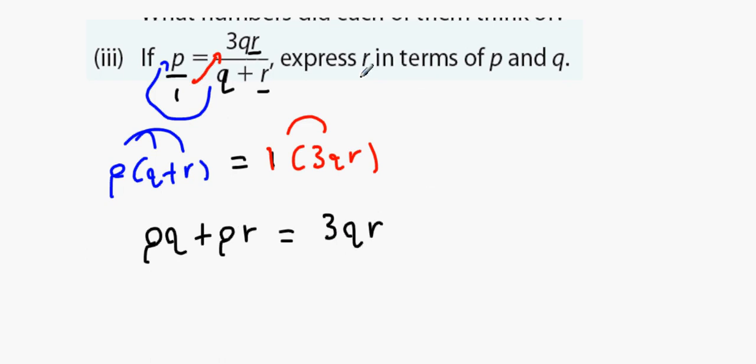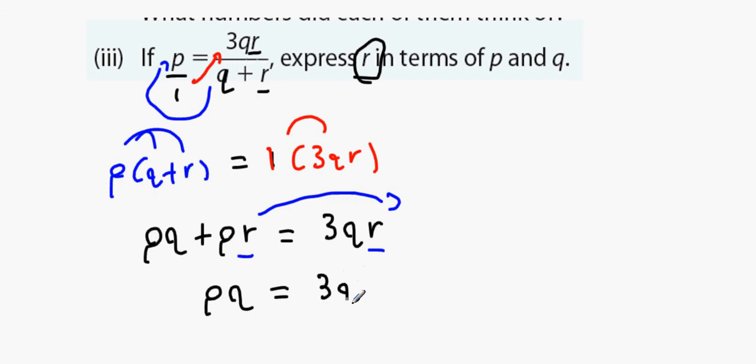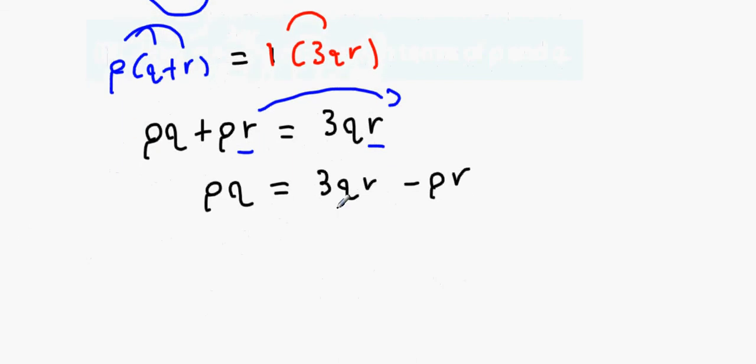Remember, R is the target, and in this equation there are 2 R's and they're over different sides. So what I'm going to do is bring the R's over to one side. Okay, so I can do it 2 ways, but I suppose I'll just bring PR over this side. Okay, there are other ways of doing it and you will get similar answers. They might just look different but they'll be similar. Okay, so it'll be 3QR minus PR.